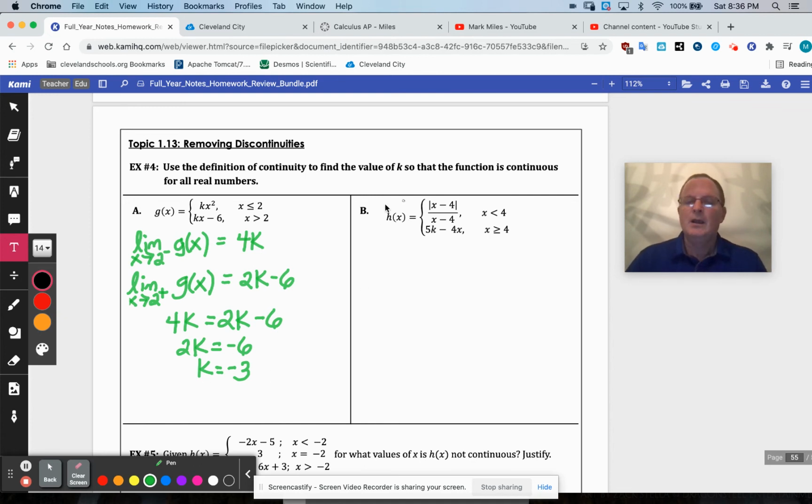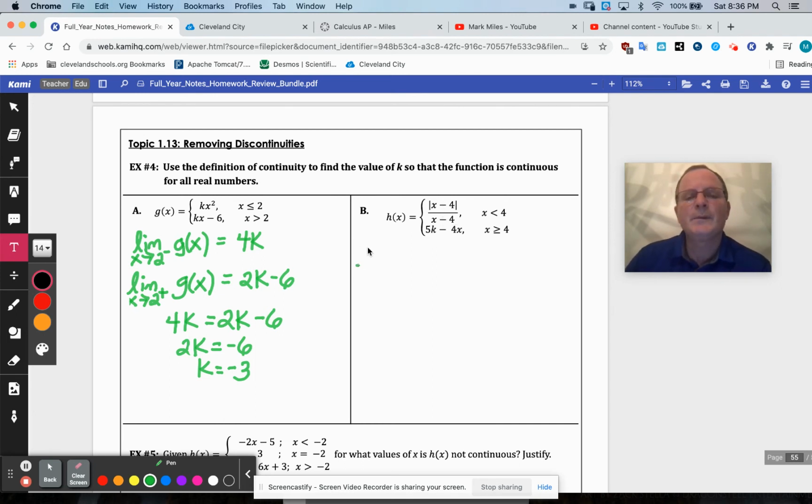Now on part B, this one's interesting because as I'm approaching 4, this is going to be something over itself. Of course, if I'm approaching from the left, it'd be something over its opposite, because if I tried 3.9, 3.9 minus 4 is going to be a negative, but I'm about to make that absolute value. On the bottom, it'd still be negative. So they would be opposites of each other.